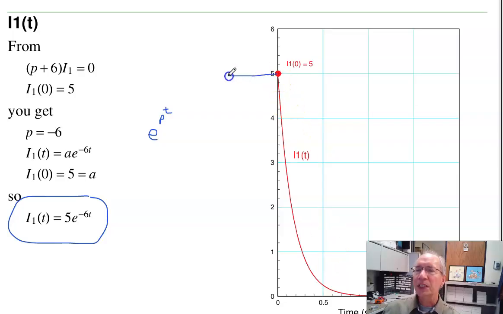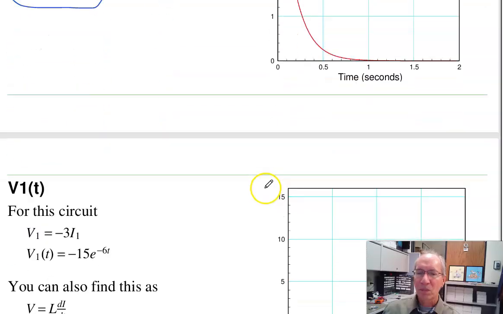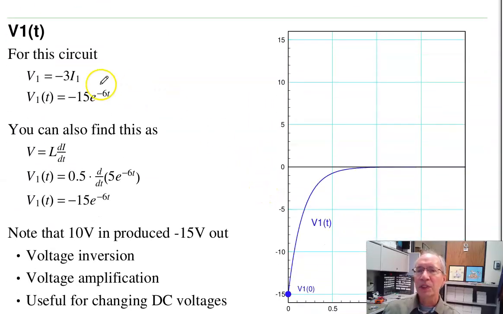So what's happening is for t less than 0, I1 is 5. When the switch opens, it drops down. I1 is continuous because I1 tells you the energy. The energy is continuous. If I look at the voltage, it is L di dt. So here's the current. The voltage is minus 15 e to the minus 6t. So for t less than 0, the voltage was 0. The switch opens, the voltage jumps to minus 15 and drops down to 0.